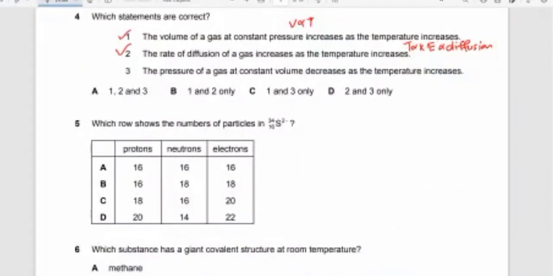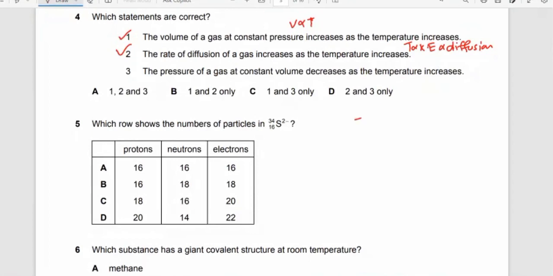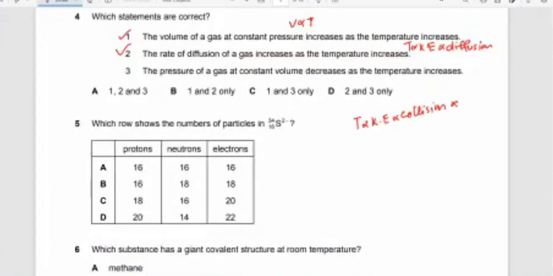It's okay. The pressure of gas at constant volume decreases as temperature increases. No. When the temperature is increased, kinetic energy is increased. When the kinetic energy is increased, their collisions are increased. When the collisions are increased, ultimately pressure is increased instead of decreasing. So this is wrong. The pressure of gas at constant volume is constant. So what about pressure? That decreases as the temperature increases. No, it increases as the temperature increases. So this is wrong. Statements 1 and 2 are correct. So option B is correct.